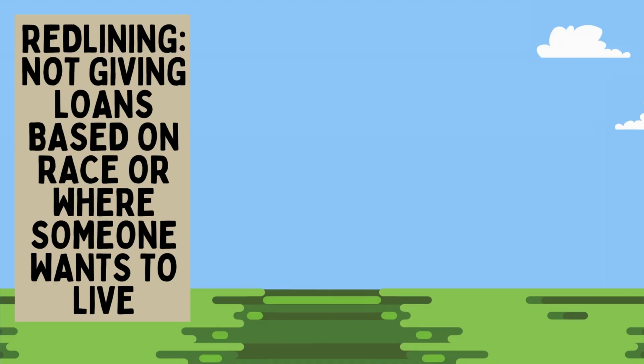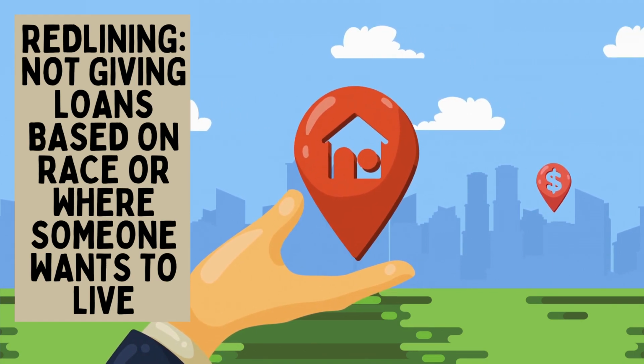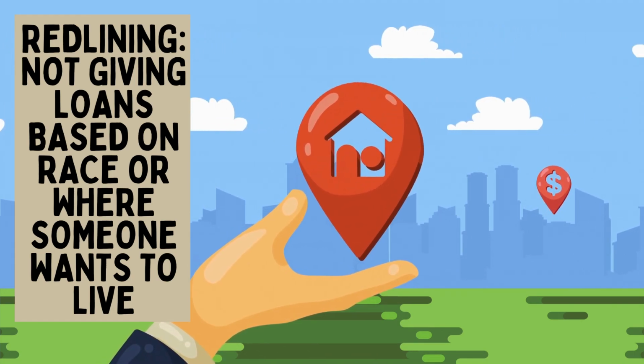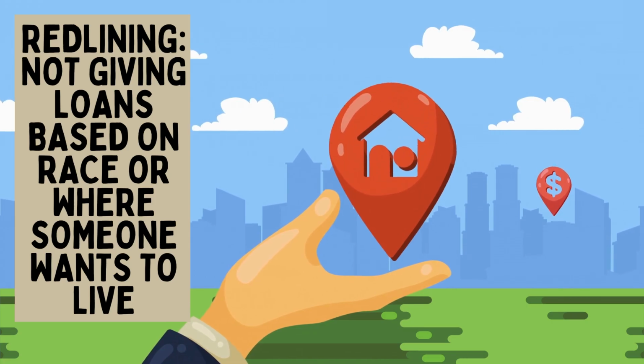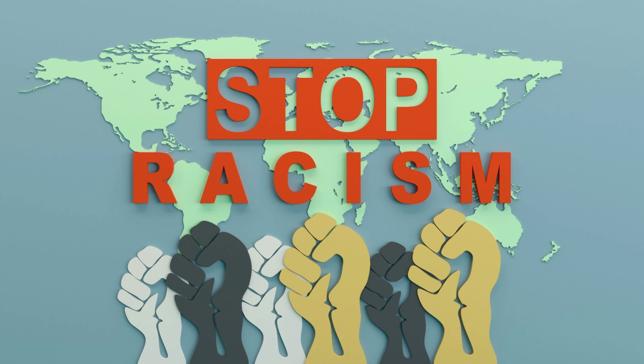The Fair Housing Act was created to stop unfair treatment in housing because of a person's race, color, religion, or country of origin. It made it against the law to do things like redlining, which meant not giving loans to people because of their race or where they chose to live. Also, it made it illegal to say no to selling or renting a home to someone because of their race or color. The Fair Housing Act was a big step forward in stopping unfair treatment and segregation in housing.